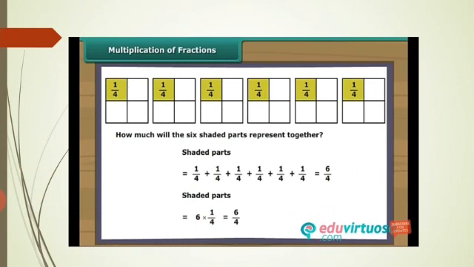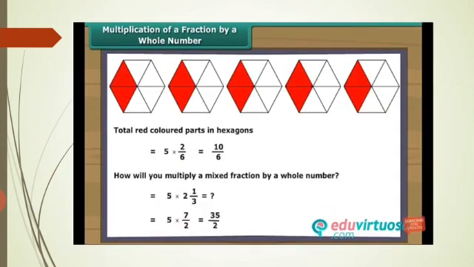Can you understand, my dears? Okay dear. Then another thing, multiplication of fractions by a whole number. What does a whole number represent? You know very well, the greater number represents the whole number. Now I have given one shape. That shape's name is hexagon. How many sides does a hexagon have? You know very well that. Let us count it: 1, 2, 3, 4, 5, 6. So a hexagon has 6 sides.